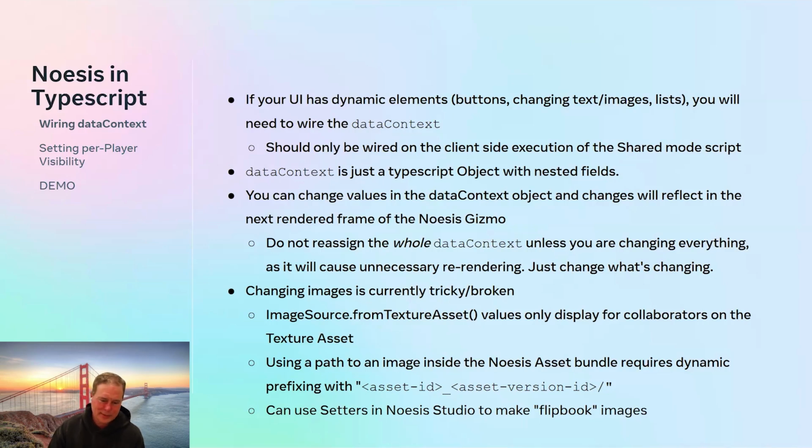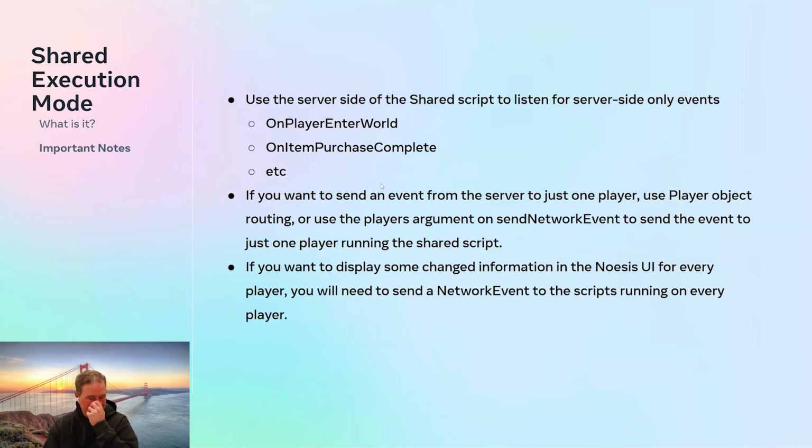But that's not really the way to do it for Noesis. I would just leave it server side, server owned, and then use the shared mode. How you identify which is the server, though, is when you're in the script, you can always get who the local player is. If it's the server side of the shared script, the local player is going to be the server player. And if it's a client side of the shared script, the local player is going to be some not server player. It's going to be some human player. So that's how you tell whether you're on the server side or the client side.